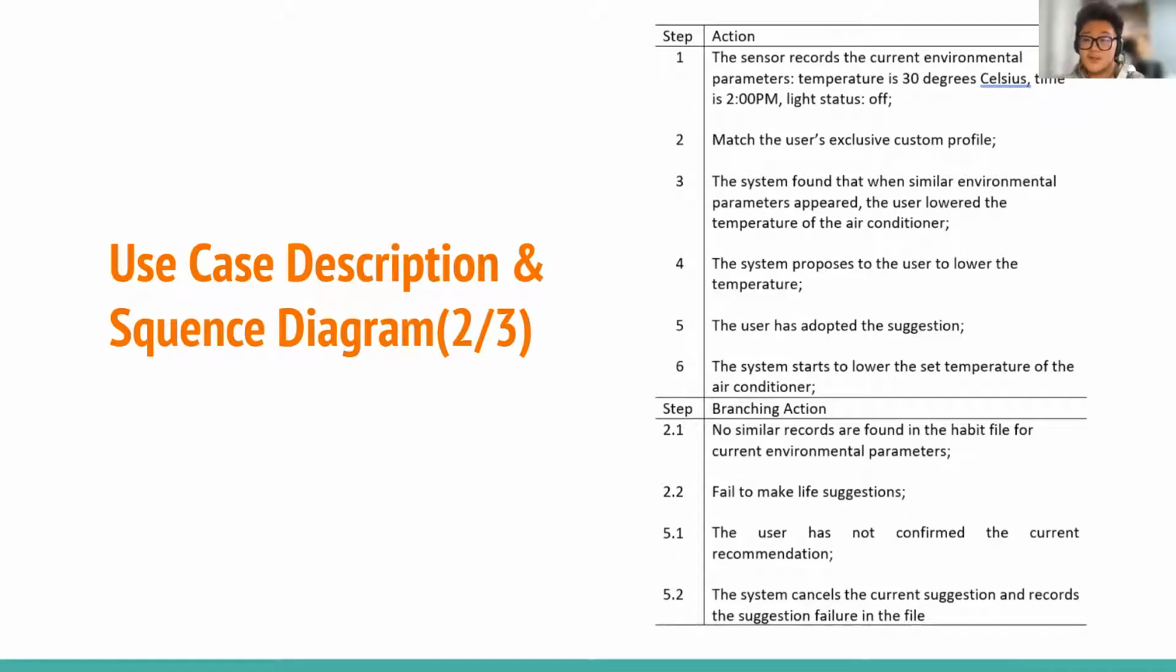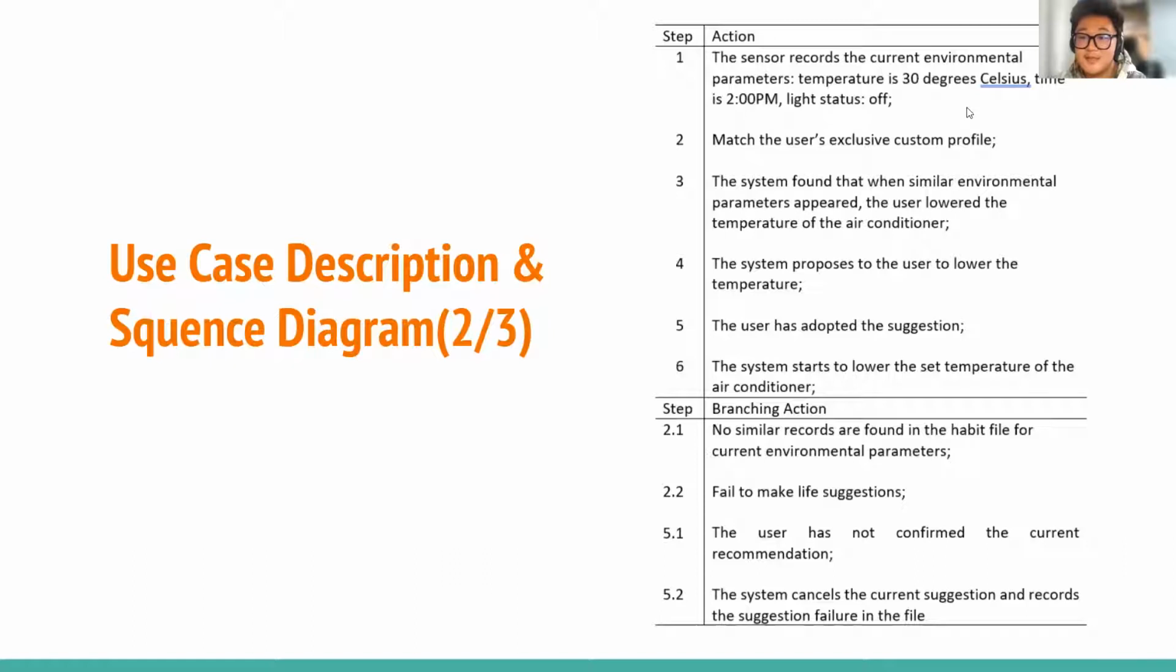First, the sensor records the current environmental parameters, for example, the temperature and the light status. After the database gets those data, it will match them against all the exclusive custom profiles, find similar situations, and try to find the history entry again.